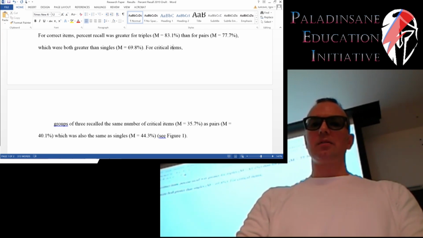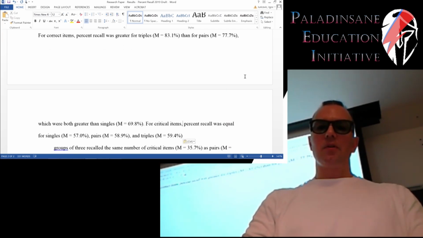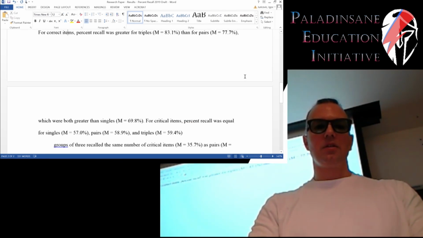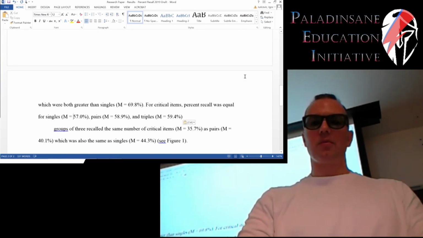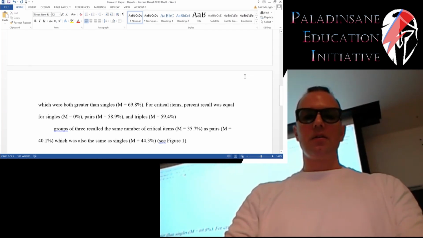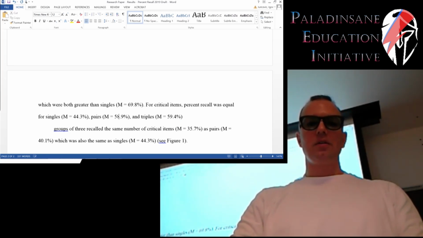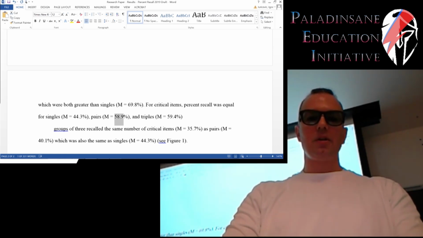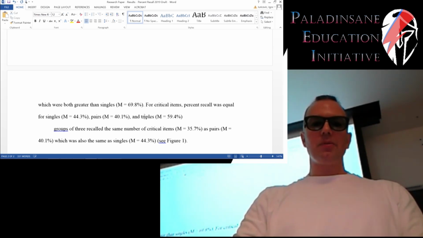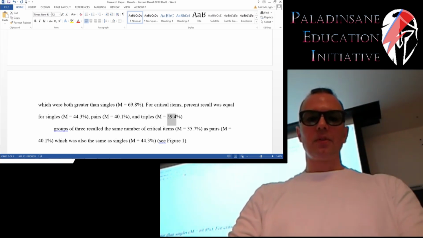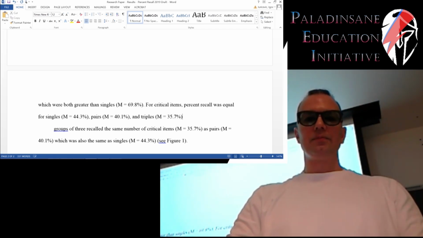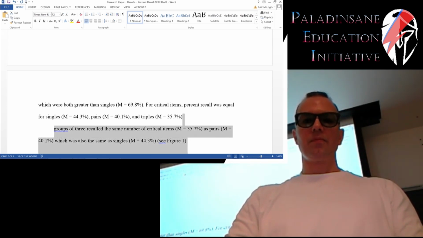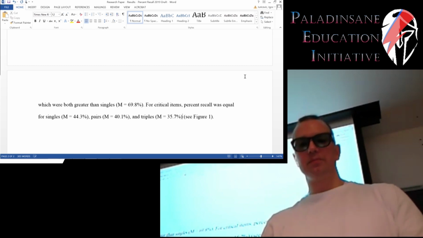and we'll Goldilocks and the 3 bears this results section. For critical items, percent recall was equal for singles. I'm going to have to change that number because that's the wrong number. It was 44.3. Pairs, 40.1. And triples, 35.7. Go see figure 1. All right.